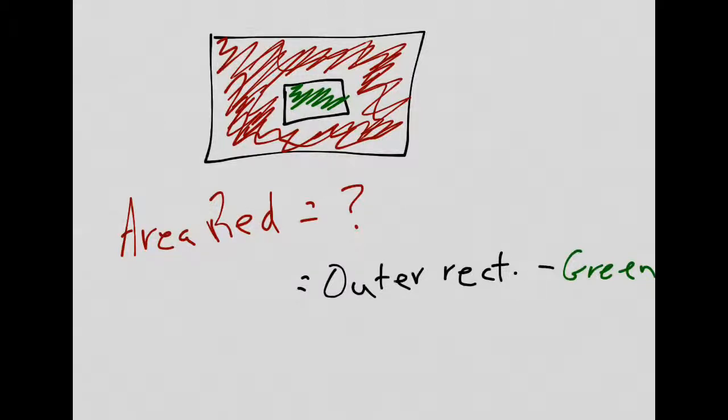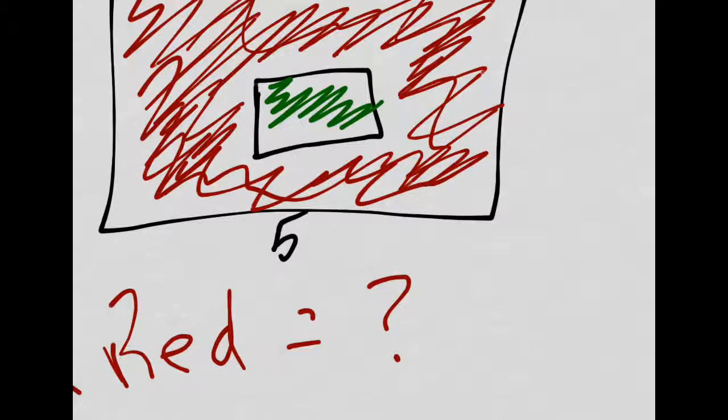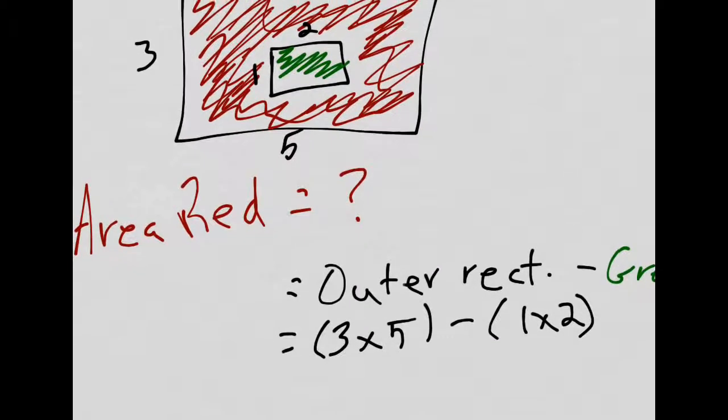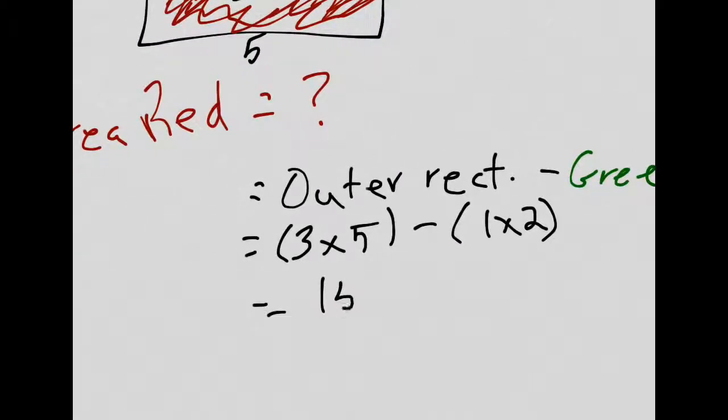Let's say that the red rectangle, the black rectangle, sorry, the outer rectangle is 3 by 5. And let's say that the inner one, let's make our life easy here, is 1 by 2. So the outer one is 3 times 5. The green one, the inner one, is 1 times 2 to solve for the area. So 3 times 5 is 15 minus 2, 1 times 2. And that will equal 13 square units.